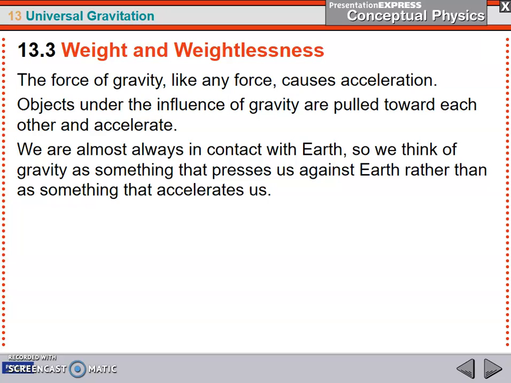Because the language that I'm asking you to speak, we think of gravity as something that accelerates us. That's what gravity does. But in everyday existence, we think of gravity as something that presses us against Earth. If you can wrap your head around that, then you should have no problems with what's coming up.